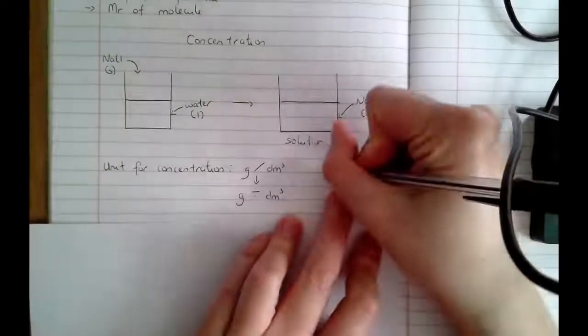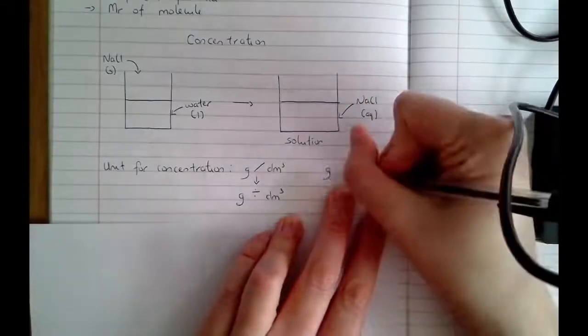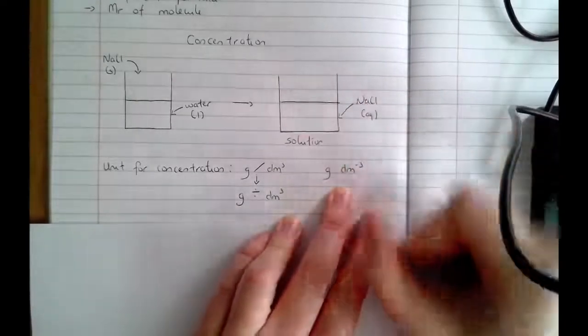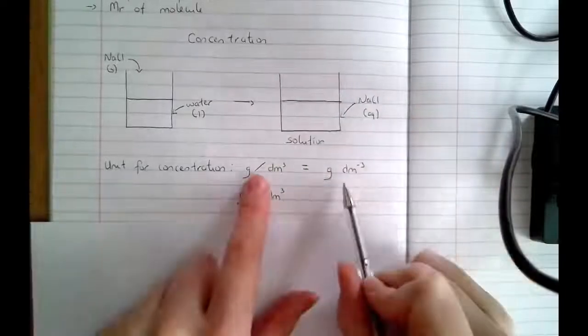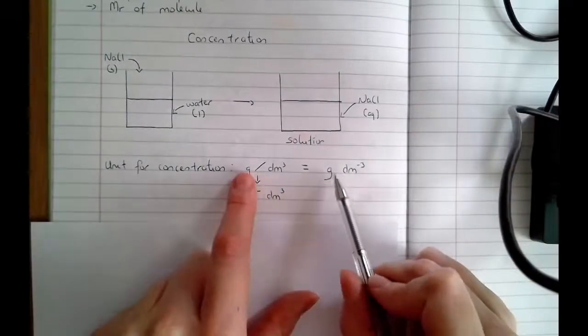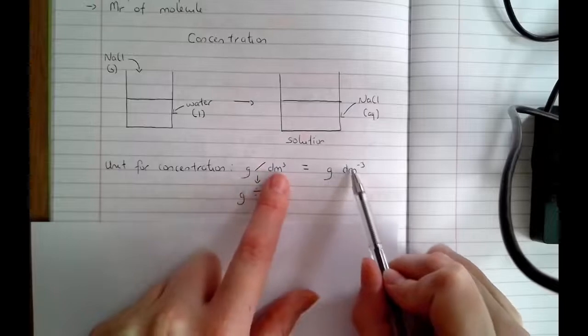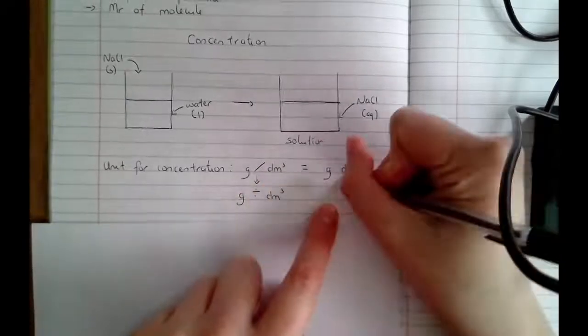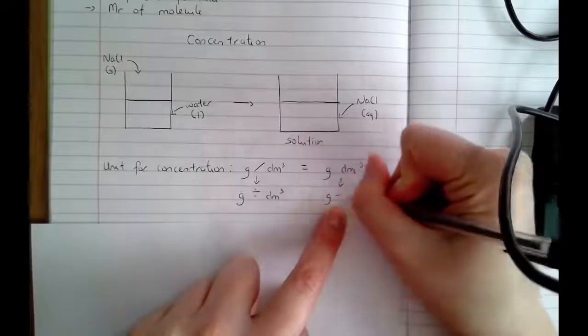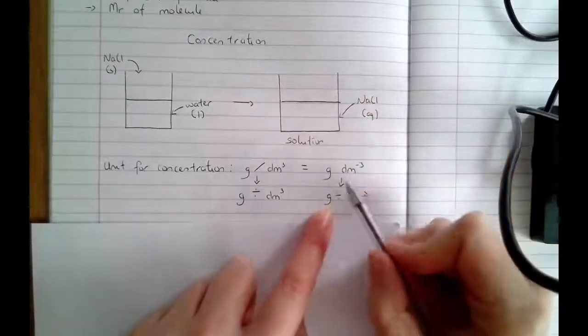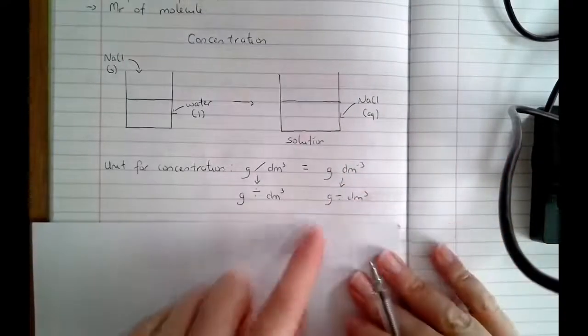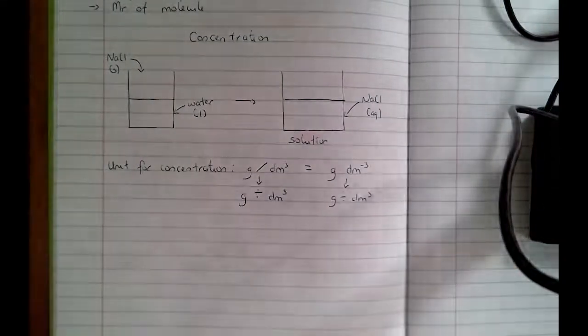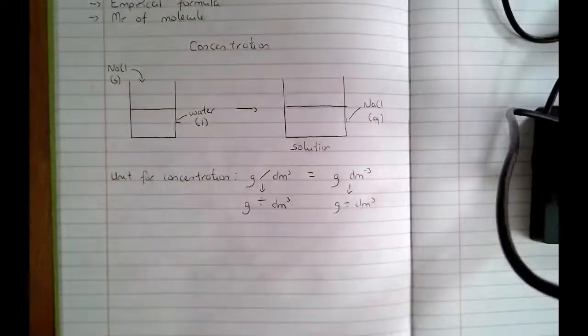Just to note, you could also write grams per decimetres cubed like this, okay? So these two mean exactly the same thing. It's still gram per decimetre cubed. It would still be gram divided by decimetres cubed. So whatever you've got in grams divided by whatever you've got in decimetres cubed to calculate the concentration. So we'll look at a few examples of this. Okay, so I've got a few questions for you here.